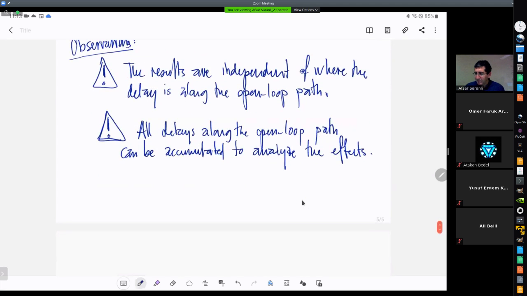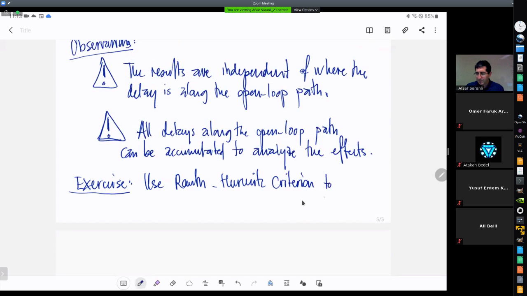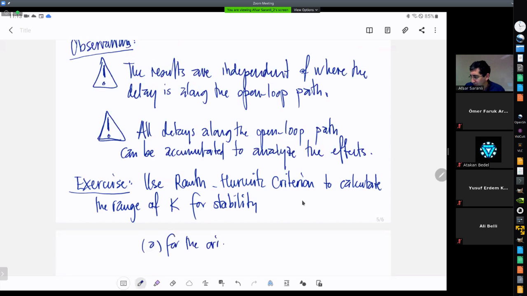Okay? Now, let me give you an exercise. Use Routh-Hurwitz criterion to calculate the range of K for stability, for the original system without delay, and for the system with delay.